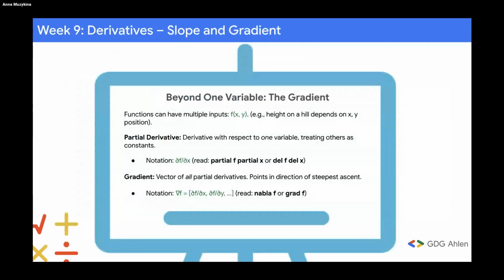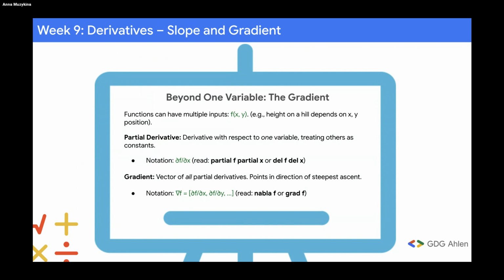Calculus isn't limited to functions of one variable. We often deal with functions that take multiple inputs, like f of x and y, where the output depends on both x and y. Think of the height on a hill depending on your east-west, x, and north-south, y, position. How do we talk about the rate of change for such functions?